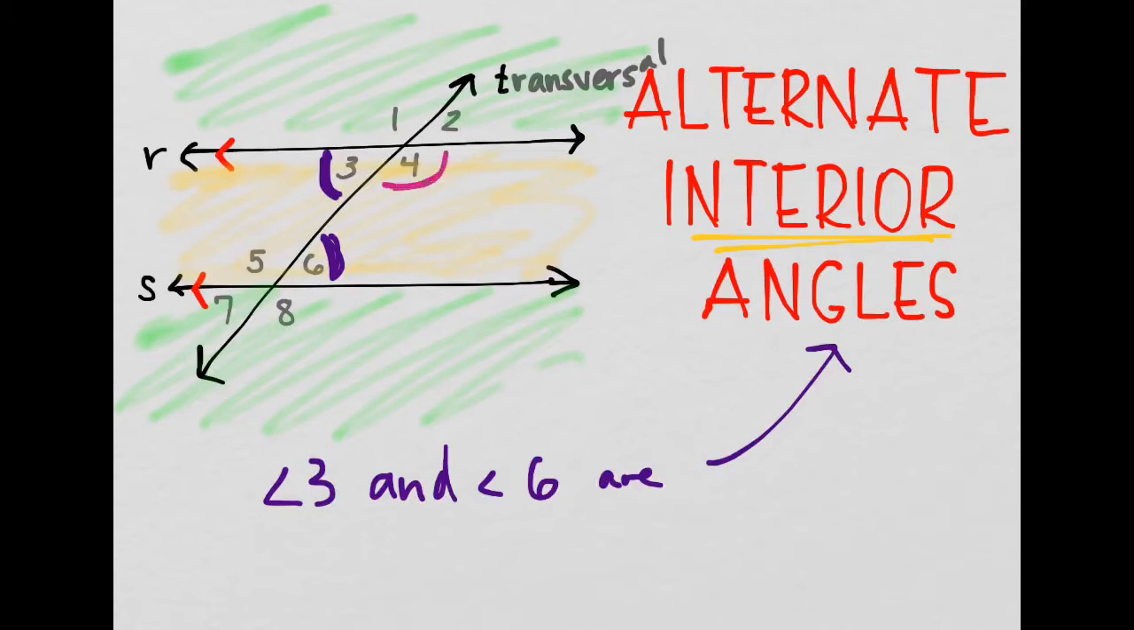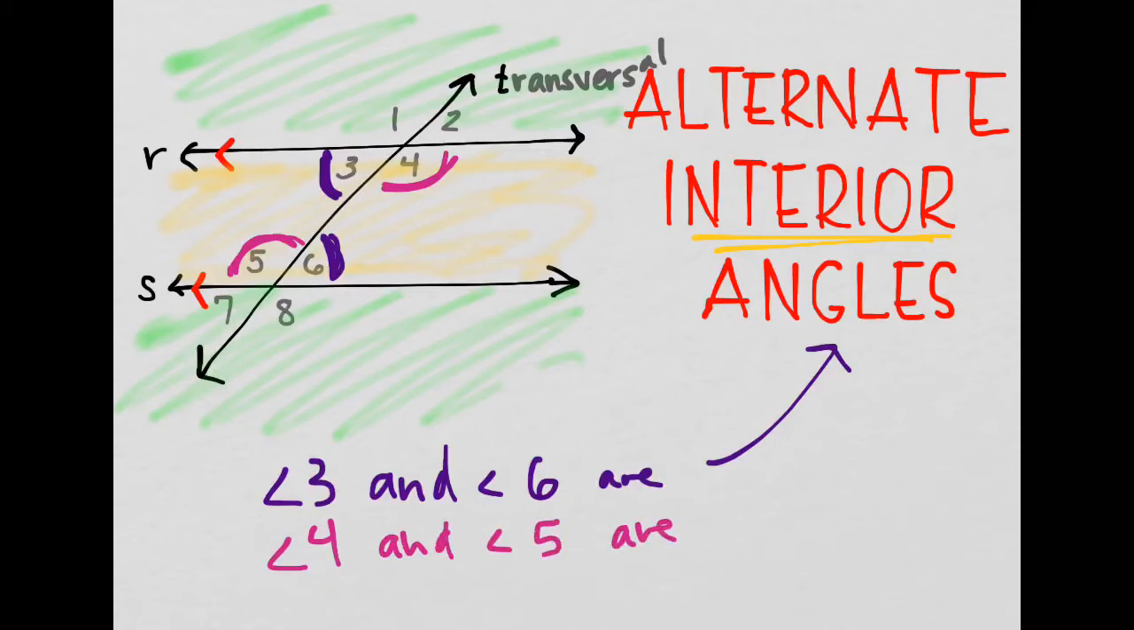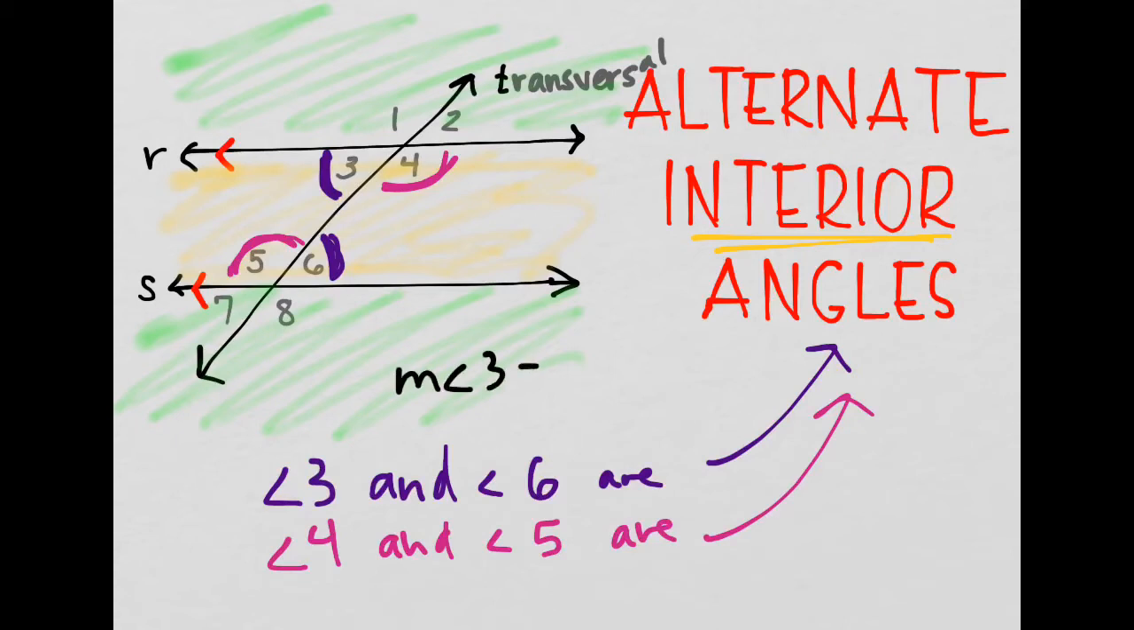Yeah, we've got the other side. They both have to be in the yellow section because they're interior, but angle 4 and angle 5 are also interior angles. And what we know, based on some rule that we won't get into until geometry, is that their measures are equal. So we could say that the measure of angle 3 is equal to the measure of angle 6. And we could say that the measure of angle 4 is equal to the measure of angle 5.